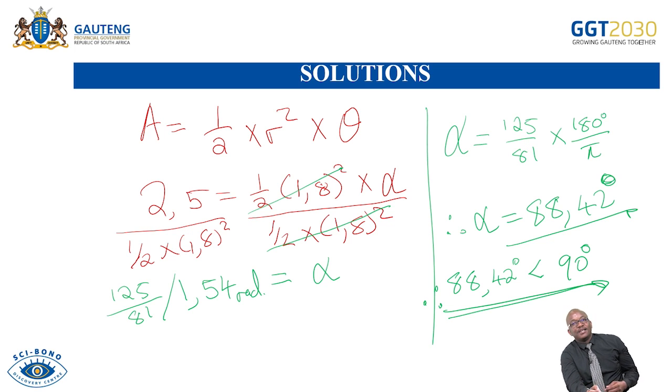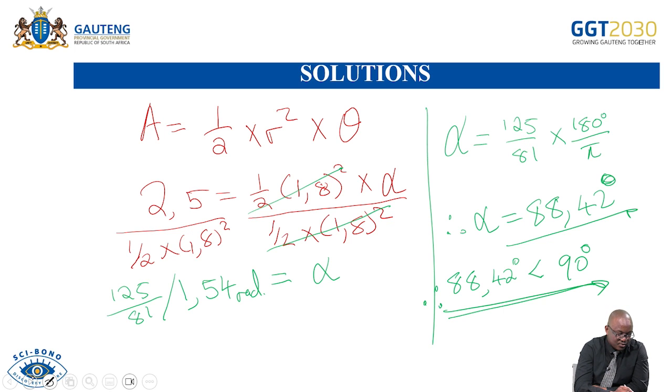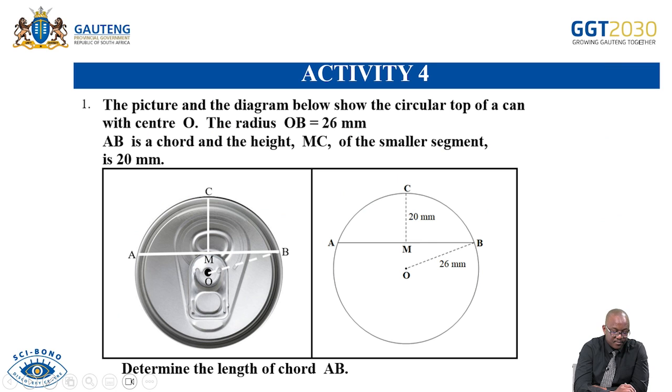It's less than 90 degrees. Then we know that it's an acute angle. That's how you will justify your answer to show that it's an acute angle. Correct. So now, moving forward, we have activity number 4.